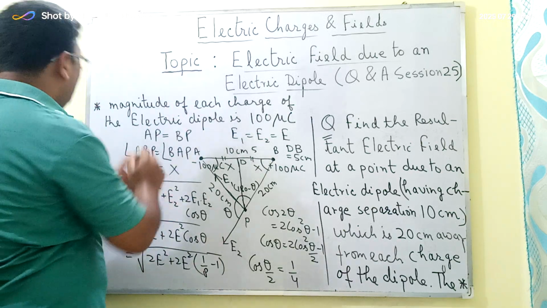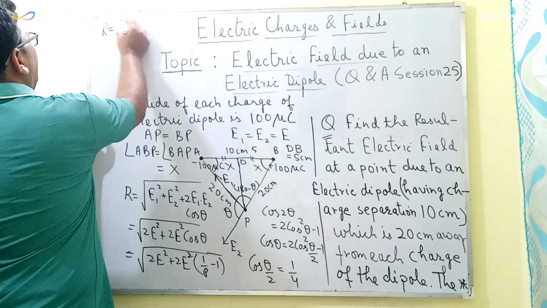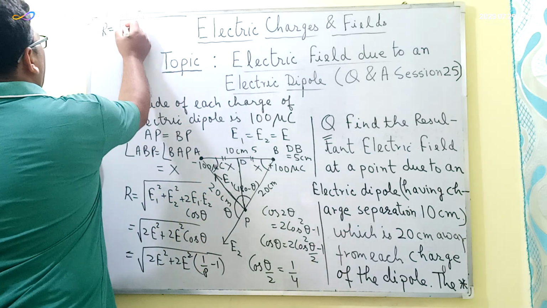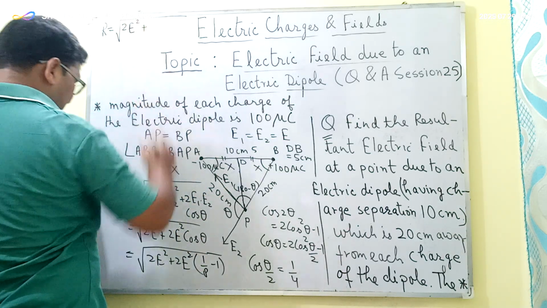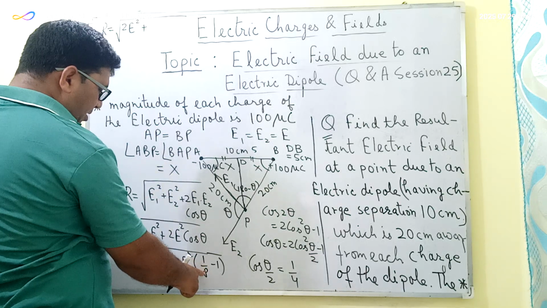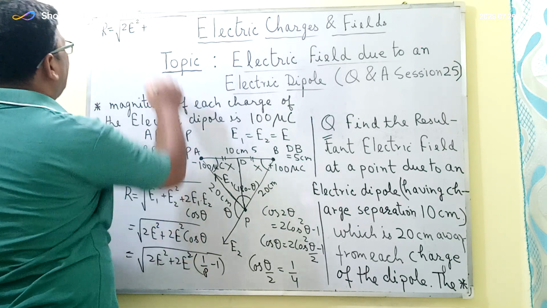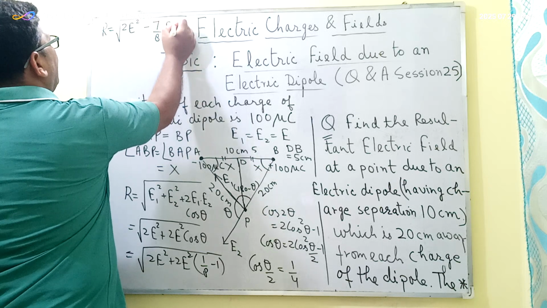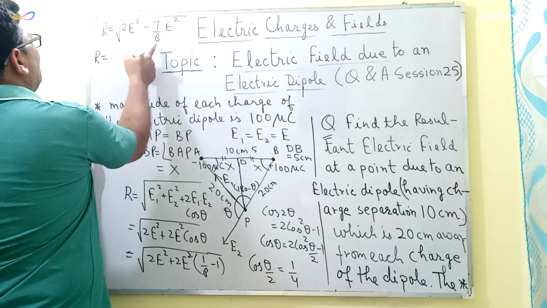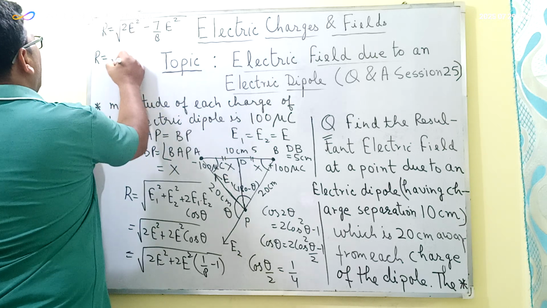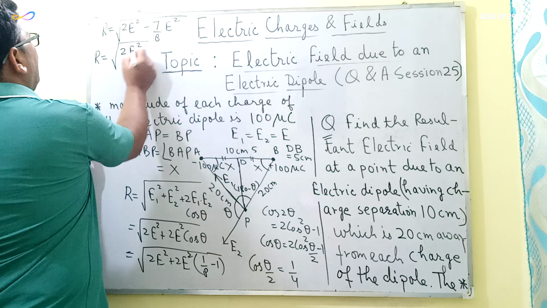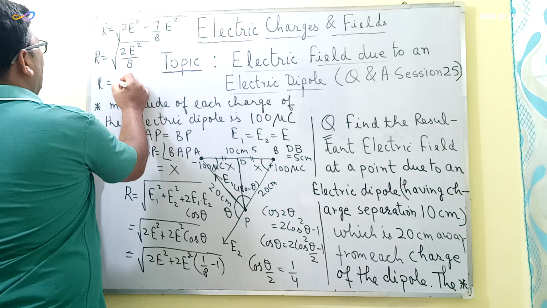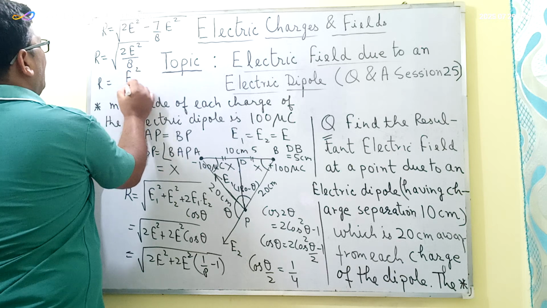So from here the value of the resultant can be found. We will be substituting the value of E later on. So from here I am getting 2E square plus, this is equal to minus 7 by 8, so this will be equal to minus 7 by 8 E square. So the resultant R is equal to 16 minus 14, that is equal to 2E square upon 8. So R is equal to E square upon 4.